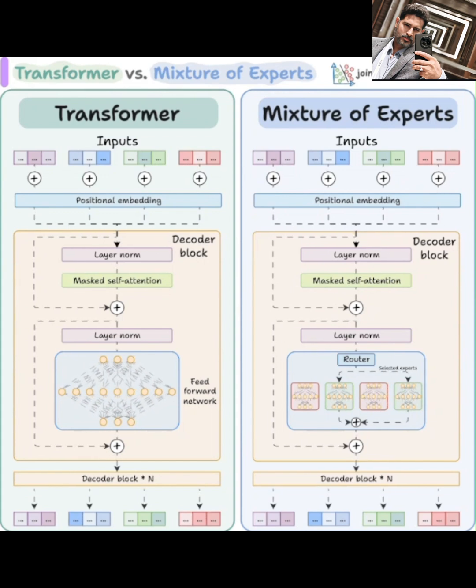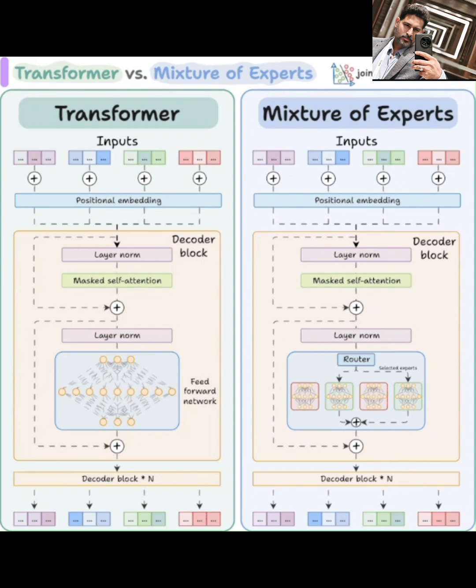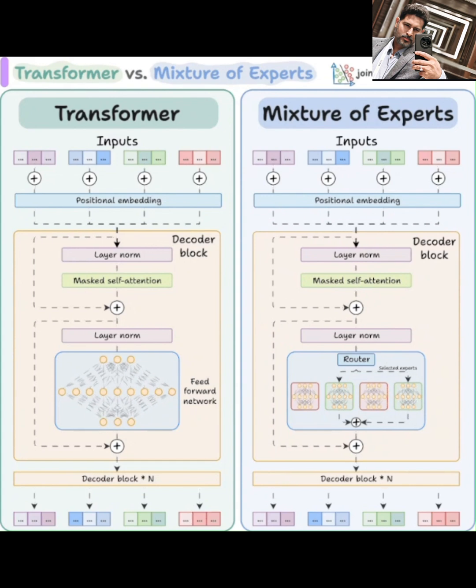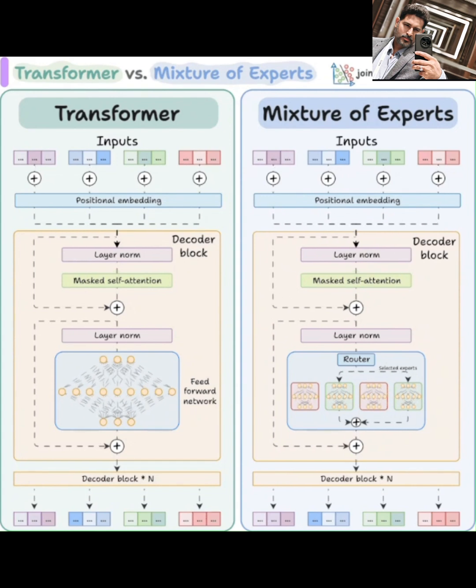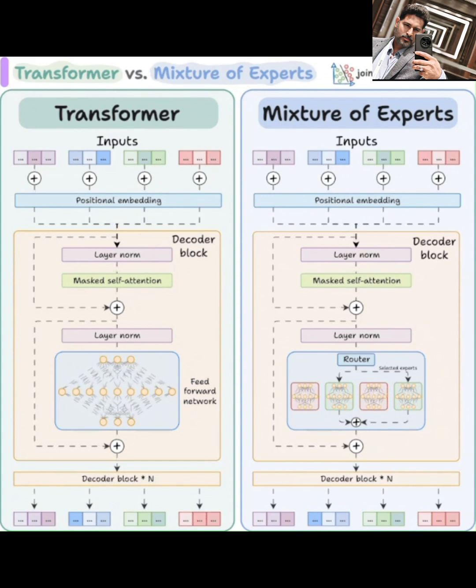Now, let's look at the right side, the mixture of experts architecture. You'll notice it looks very similar to the transformer at the beginning. We still have inputs and positional embedding. We also have decoder blocks with layer norm and masked self-attention. But here's the crucial difference.